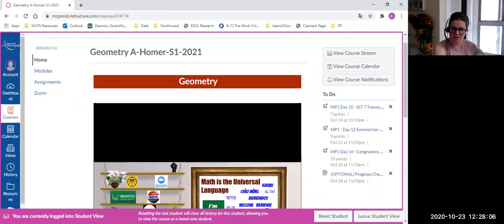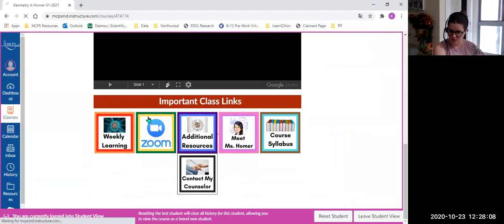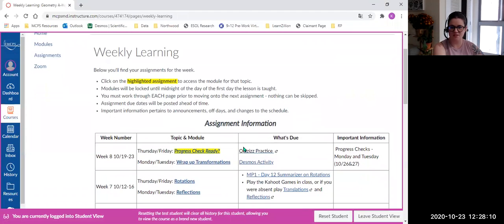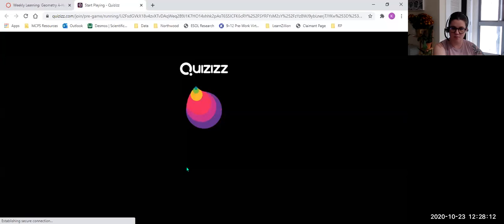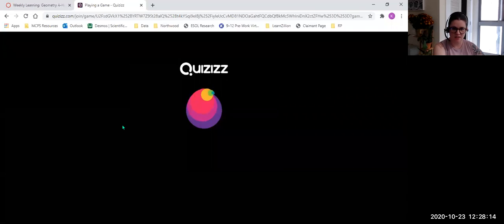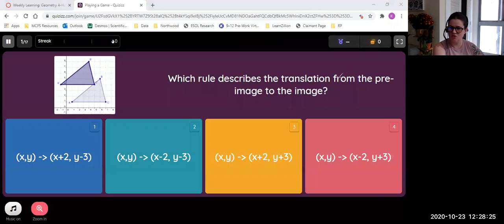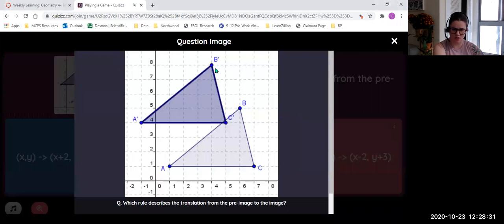And what I wanted to show you today in our weekly learning is this Quizizz practice. So I'm going to play as if I'm a student. Here we go. All right, annotation tools up. Bring that over here. All right, which rule describes the translation from the pre-image to the image? So if I select this, I can see what it does, and I'm going to draw on it.